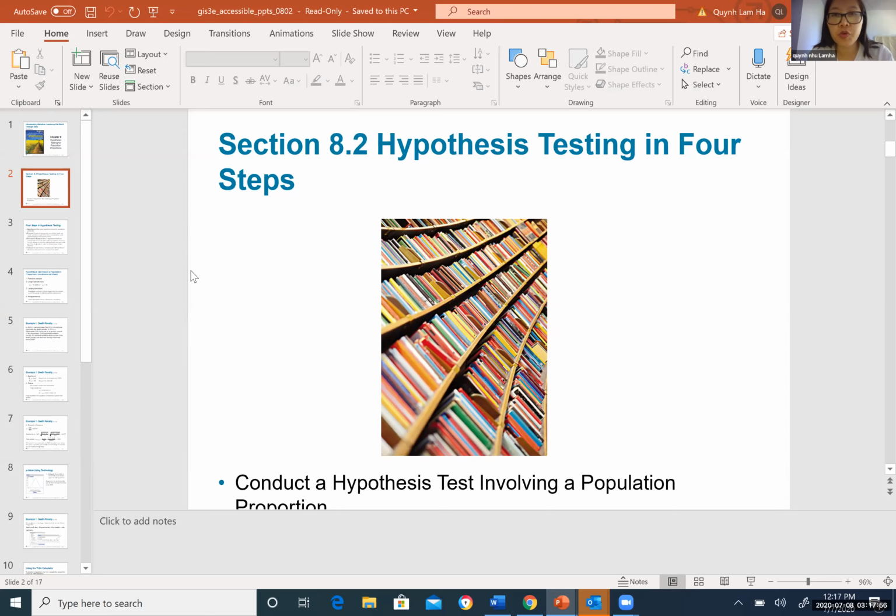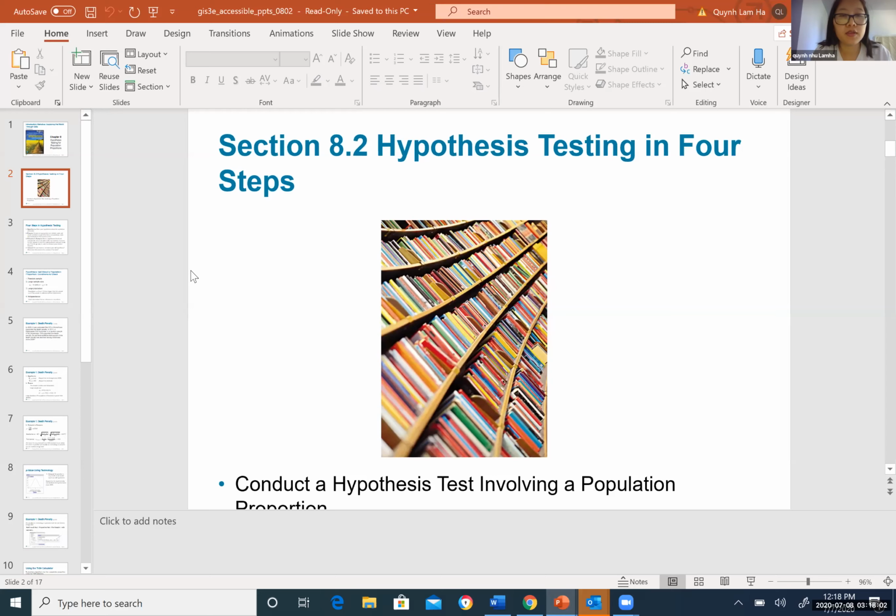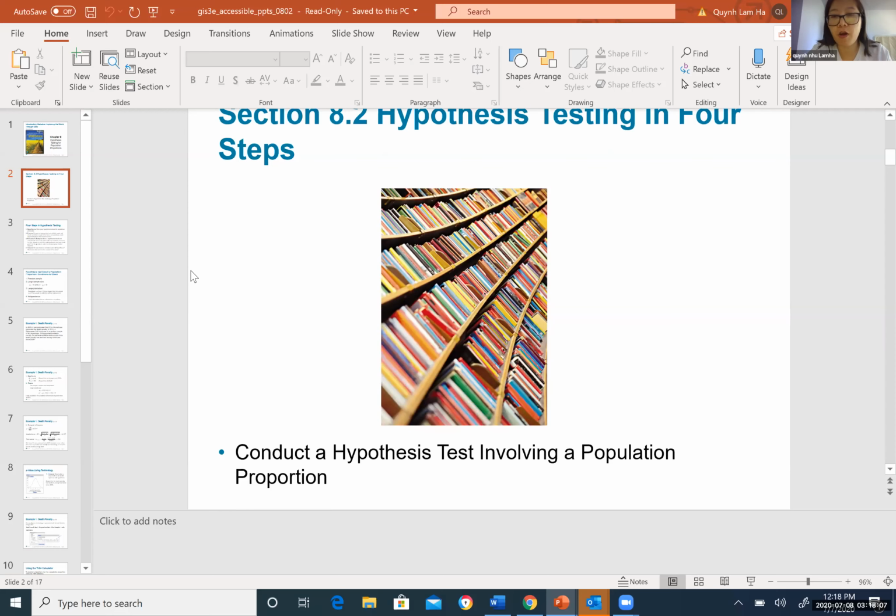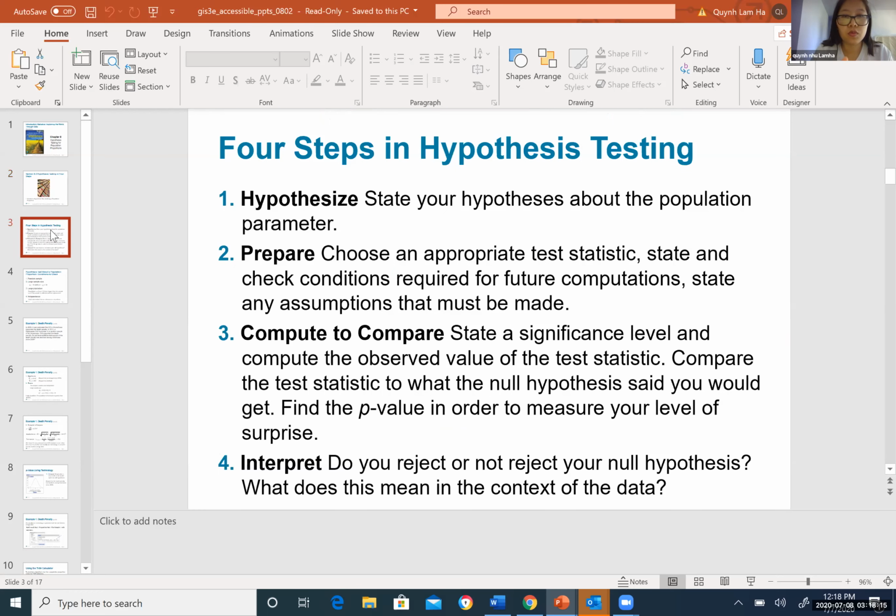So this is A.2, hypothesis testing in 4 steps. In this section, you will learn how to conduct a hypothesis test involving a population proportion. Look at this slide. It looks like A.1, but section A.2 is more specific and shows you step by step more clearly than A.1. A.1 looks like the introduction only.